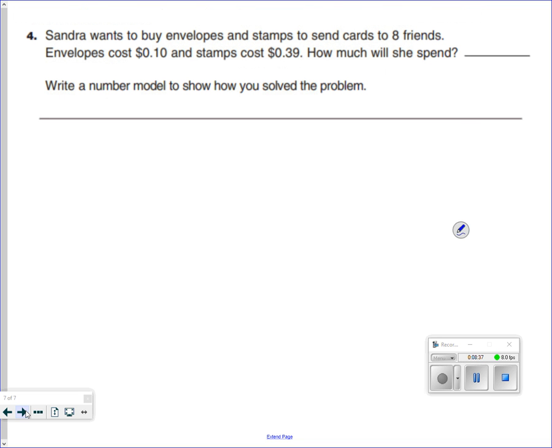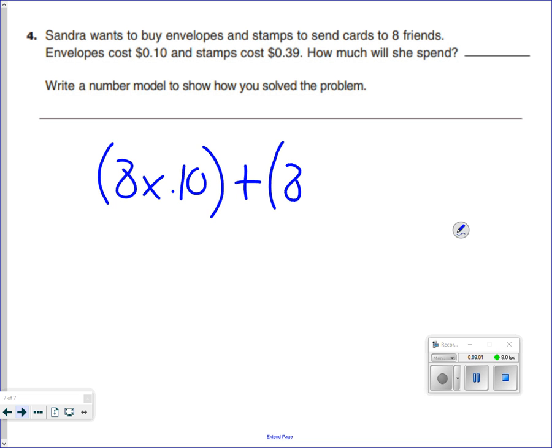Okay. Sandra wants to buy envelopes and stamps to send cards to 8 friends. Envelopes cost 10 cents and stamps cost 39 cents. How much will she spend? Well, if you're taking a close look at this, we need to figure out how much she would spend. She has 8 friends, so she's going to have to go 8 times 10 cents for envelopes, plus 8 times 39. That'll tell you how much they equal.